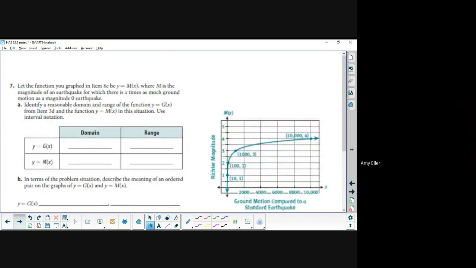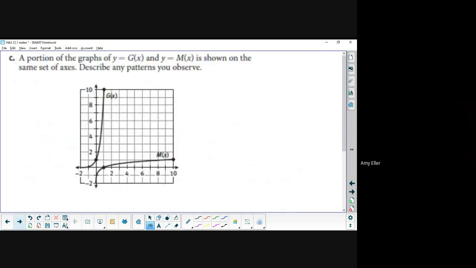Let's go to 8. A portion of the graphs of m of x and g of x are shown on the same set of axes. Describe any patterns you observe. There is a pattern. They're reflected over the line y equals x. Let's draw in the line. That's a linear equation with a y-intercept of 0 and slope of 1.